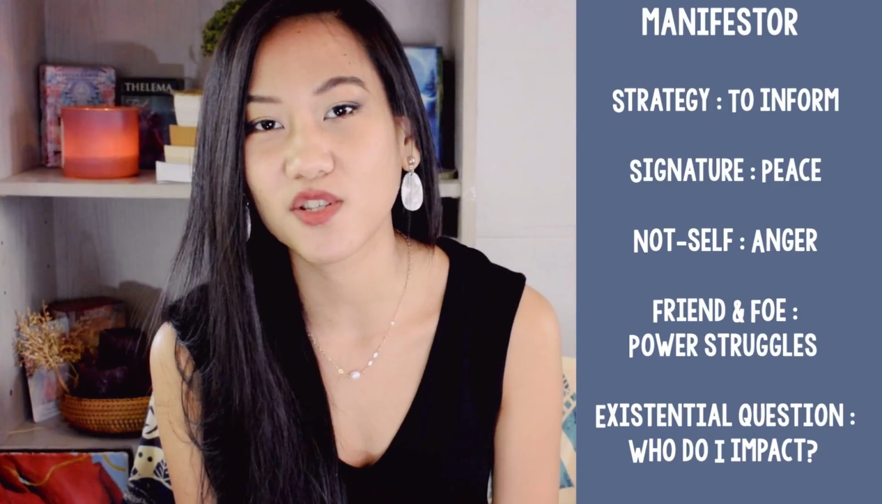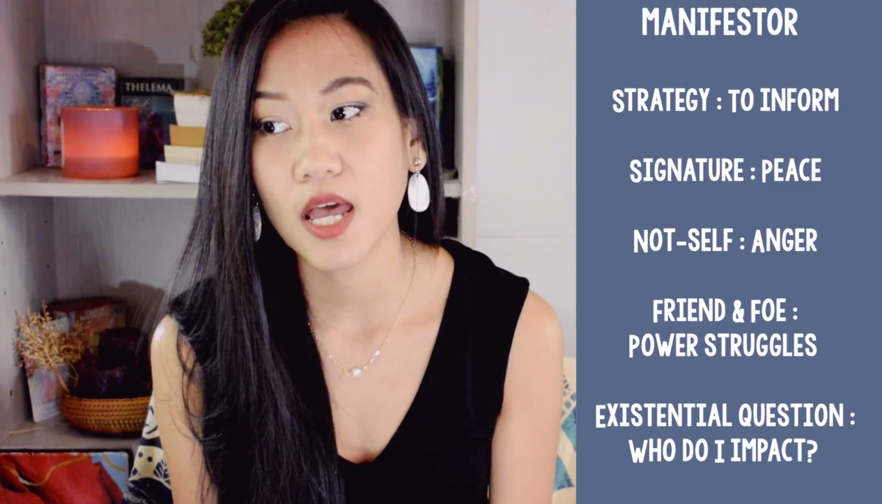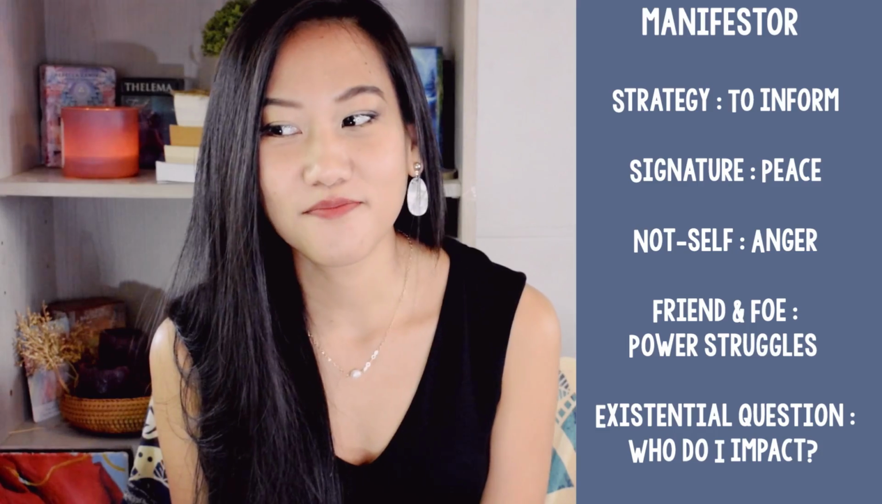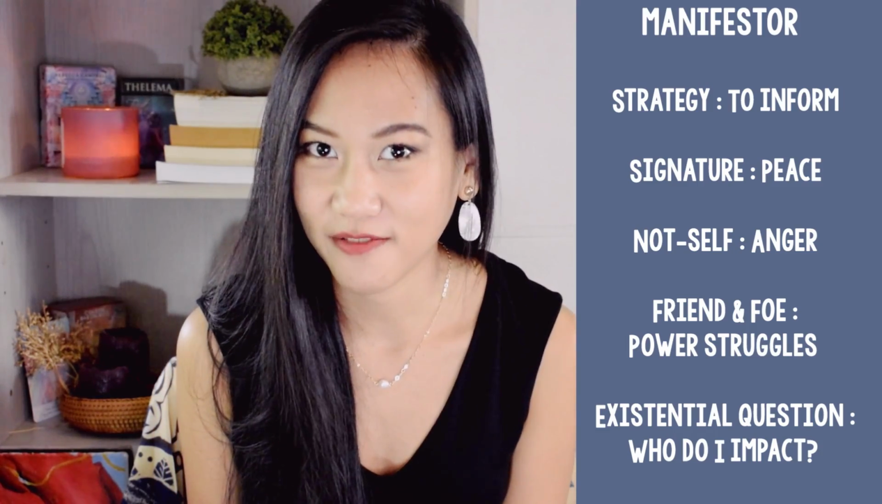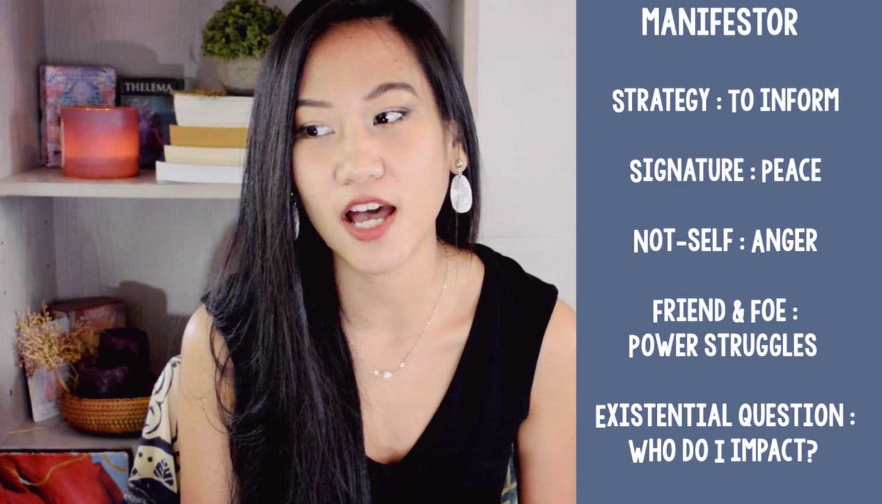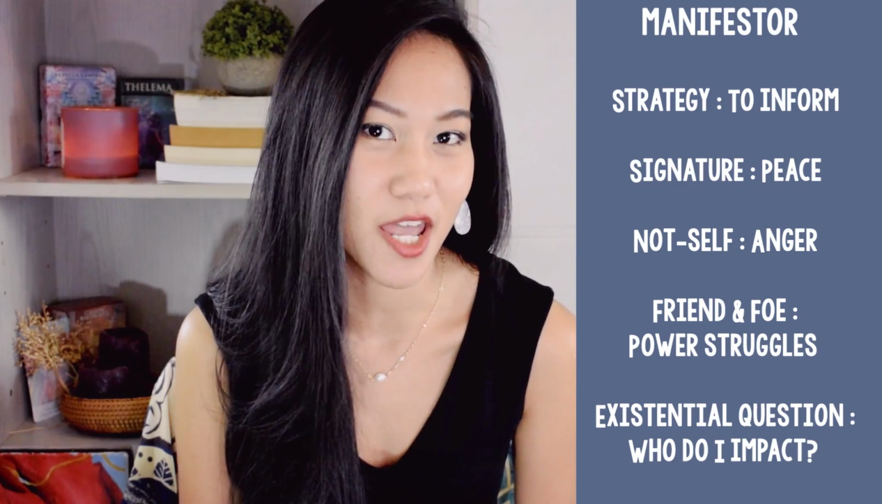Okay guys, now I want to go into each of the aura types and tell you a little bit more about them. So we'll start off with the manifestor. For each of the types, there's going to be a strategy, a signature, a not self, a friend and a foe, what I would call, and an existential question. And then after telling you about these different categories, I'll tell you my experience with each of the types.